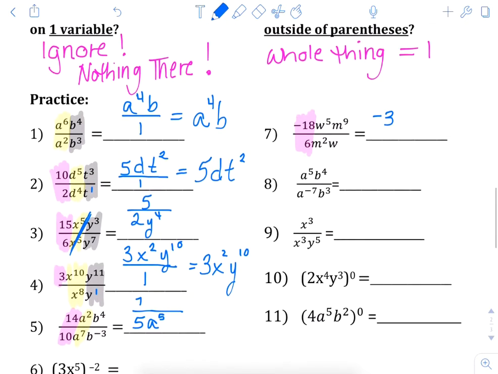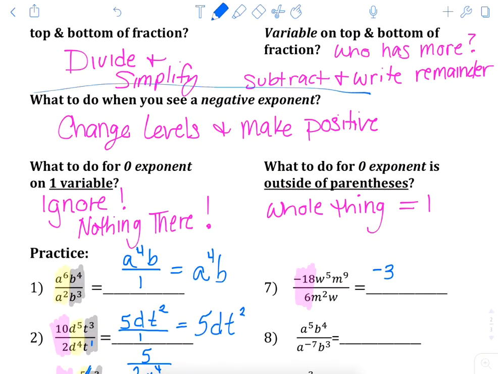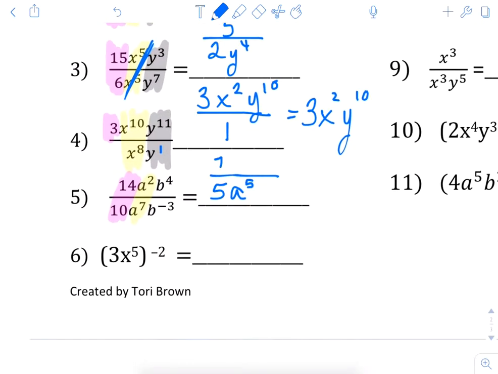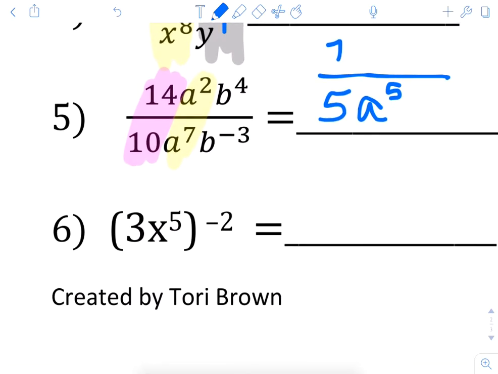Okay, so I'm going to go back up here to our steps, and I'm going to look at this one. What do you do when you see a negative exponent? The directions say you need to change levels and make it positive. Let me show you what that means. That exponent does not want to be where he is. Okay? This B does not want to be on the bottom floor. So what we're going to do is we're going to get rid of him. I'm going to grab black pen. We are going to change his level and change the exponent to a positive. Okay? So all we did was cross him off, change his level, and change him to a positive exponent.